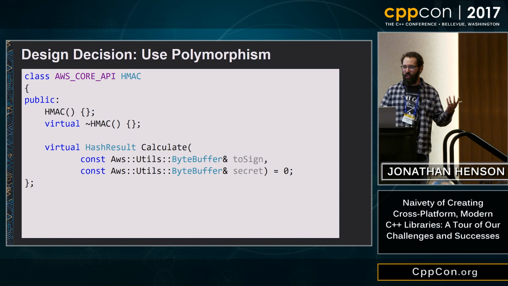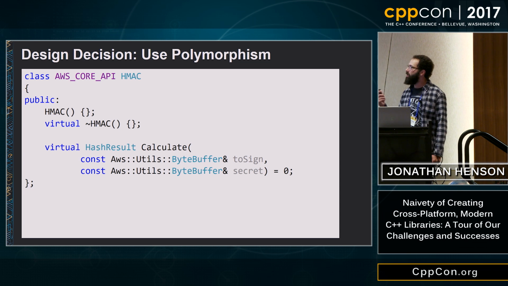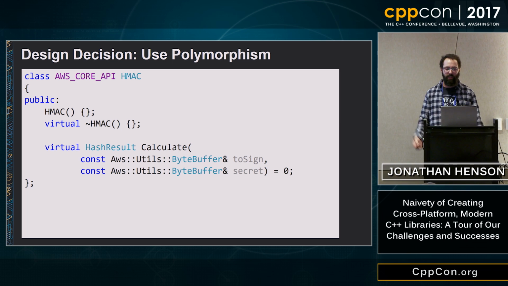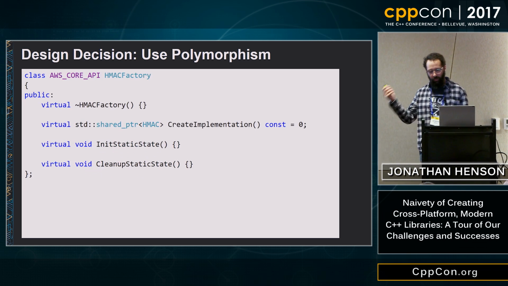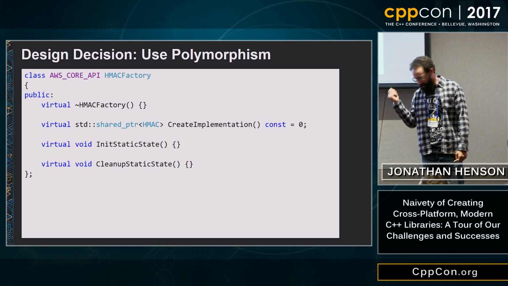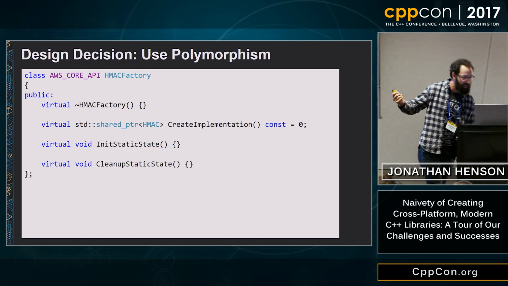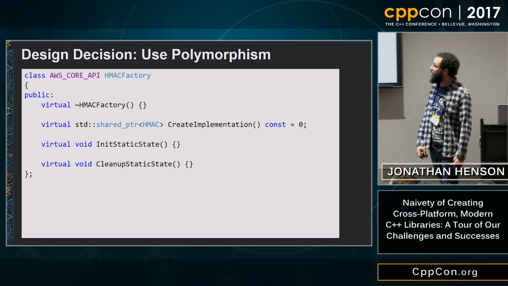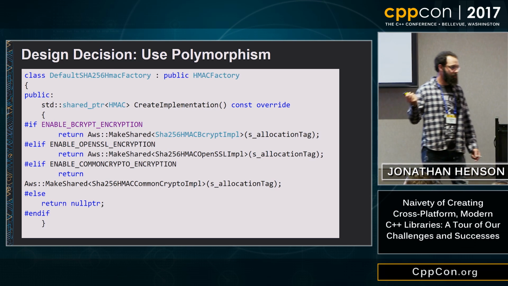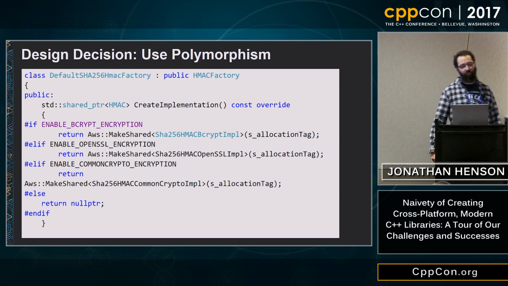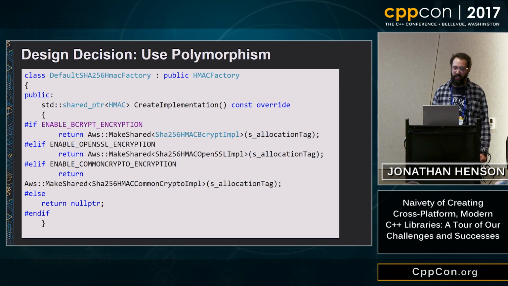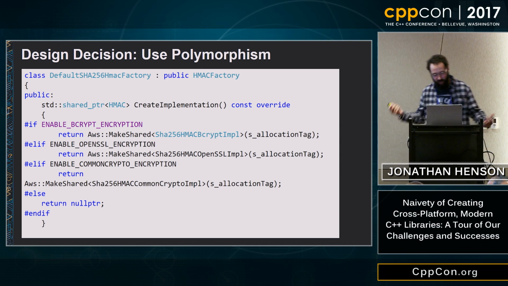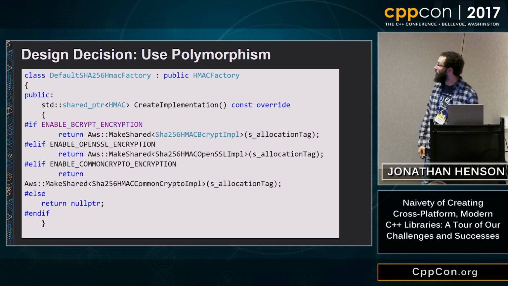So for example, we need to do SHA-256 HMACs all over the place. Here's an HMAC interface. It calculates a hash result based on a secret and the actual thing that you want to sign. Here's the factory, which returns an instance of SHA-256 HMAC. Oh, this is the abstract factory. It returns an instance of HMAC. If you want to implement a SHA-256 bcrypt, you would just implement this. And then here's how the default factory would work. We have the default SHA-256 HMAC factory. If we're using Windows, return the bcrypt one. If we're using OpenSSL, return the OpenSSL version, common crypto, and so on. And that's all there is to it.